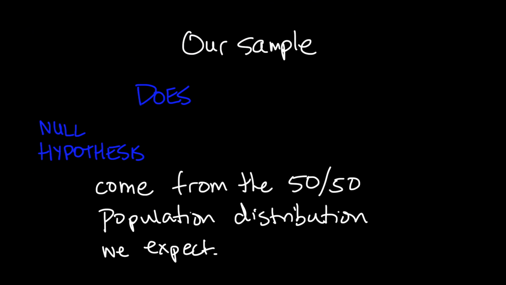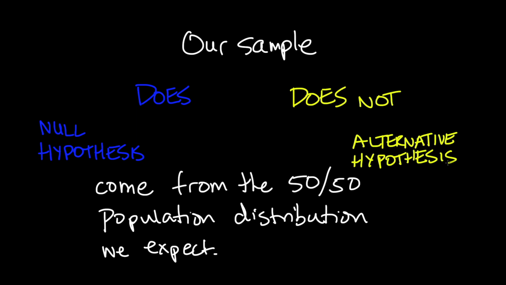The chi-square statistic tests this null hypothesis. We also need to state an alternative hypothesis. The alternative hypothesis is simply that the data do not come from the specified 50-50 population distribution.